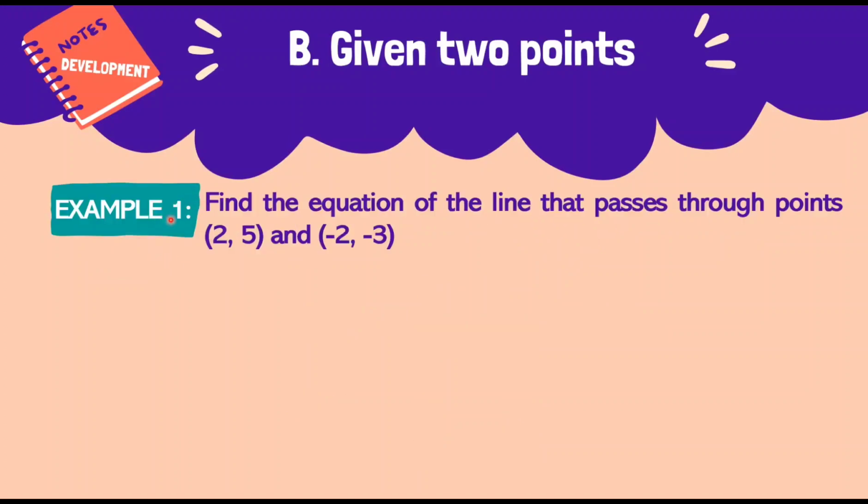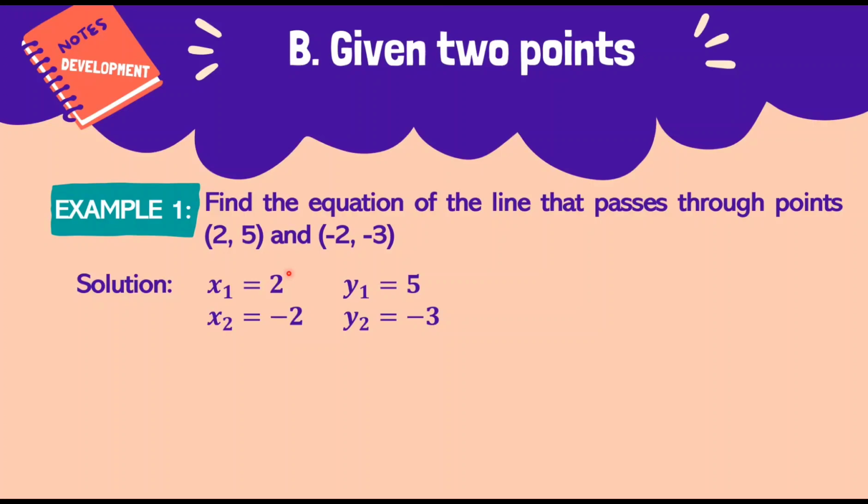We have example number 1. Find the equation of the line that passes through points 2, 5, and negative 2, negative 3. Okay. So, the first thing that we need to do is to find which is our x sub 1, x sub 2, y sub 1, and y sub 2. So, always remember that our first coordinate is our x and our second coordinate is our y. So, yun lagi ang inyong tatandaan. So, let us begin. Let us write the values of our x sub 1, x sub 2, y sub 1, and y sub 2.